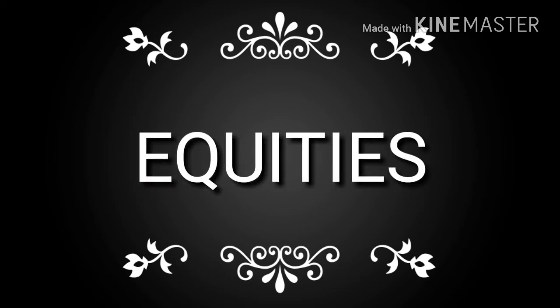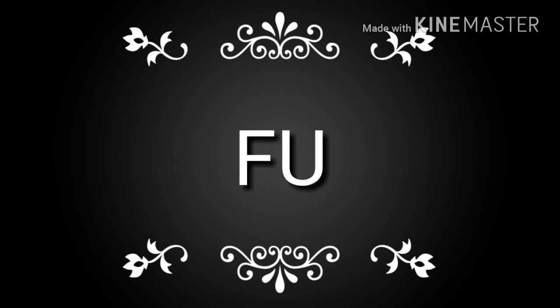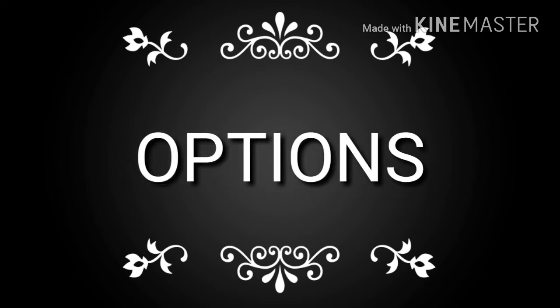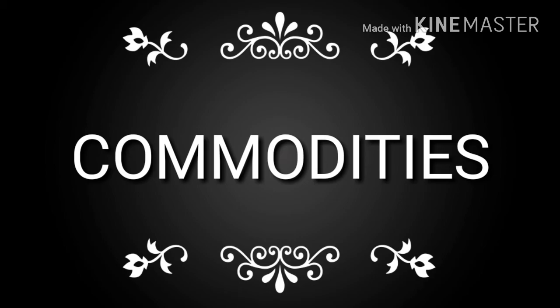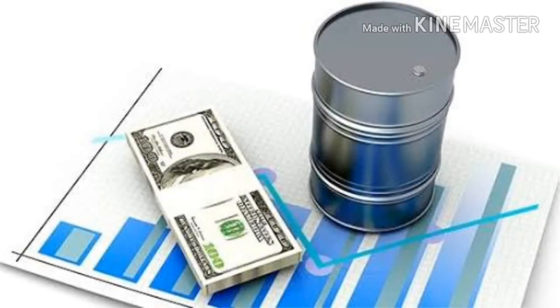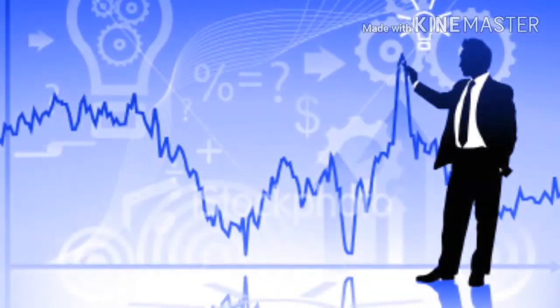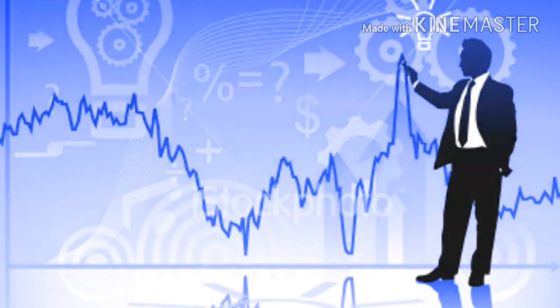Now, what are the areas that you can trade in the stock market? Number 1, the equities, that is the shares we have been talking about. Number 2, futures, options, forex and commodities. We won't go into forex and commodities straight away because that is not something you need to get into as a beginner. I hope you now have a basic picture of what a share market is.